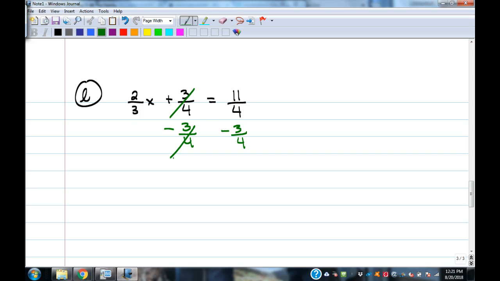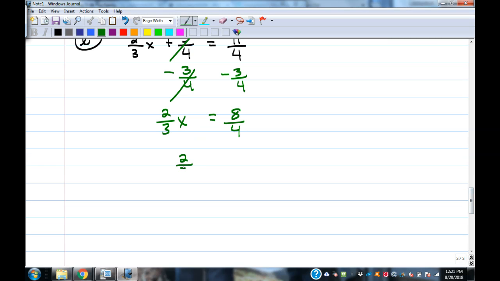A good part of this one is that the denominators over here are already the same. So that means I can just go ahead and do that subtraction. What's 11 minus 3? 8 over 4. So we have 2/3 x equals 8 over 4. What do we know about 8 over 4? It can reduce to be 2, right? So I really have 2/3 x equals 2 because I reduced that. If I wrote that as 2 over 1, would it be wrong? No, it's the same thing, right? Okay, but I'm just writing it as 2.